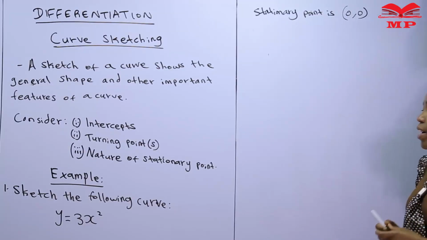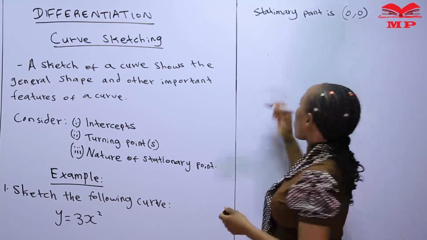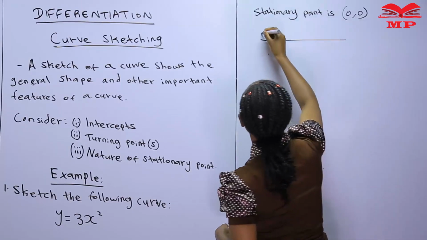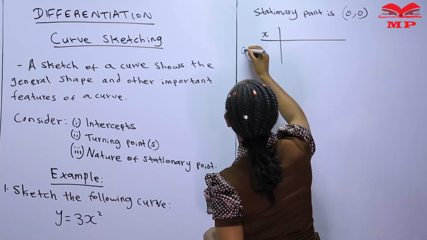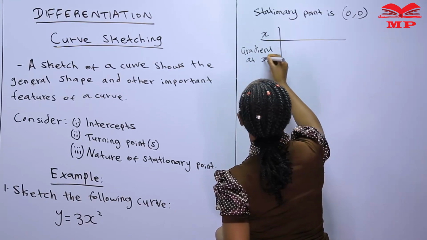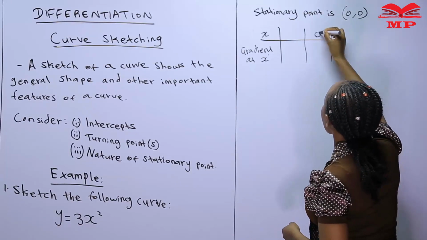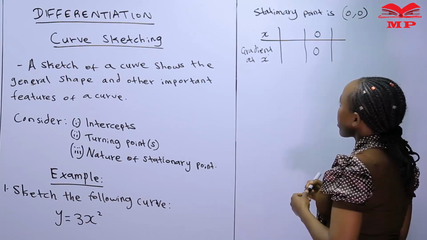Then we move on, finally, to the nature of the stationary point. So we just come and get the values of x, then the gradient at x, so that we can see the nature. When the gradient is 0, our x is 0.